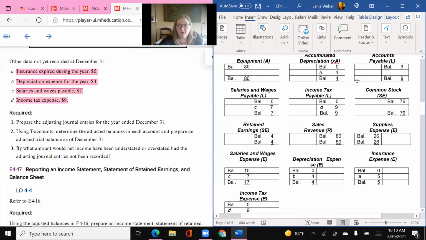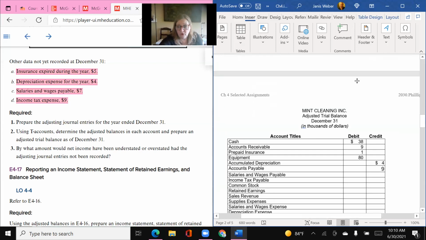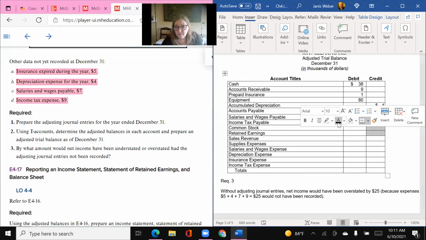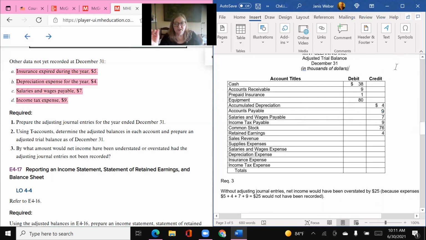All right. So then we're just going to pull salaries and wages payable, income tax payable, common stock and retained earnings. These 4 numbers, 7, 9, 76, and 4. We'll drop those in our trial balance. This is the adjusted trial balance because it's the balances after the adjustments were made. So we've got all the asset accounts. The debit balance accounts plus accumulated depreciation are all considered the asset accounts. Accumulated depreciation is a contra asset, meaning it reduces the asset, but it's still in the asset section.